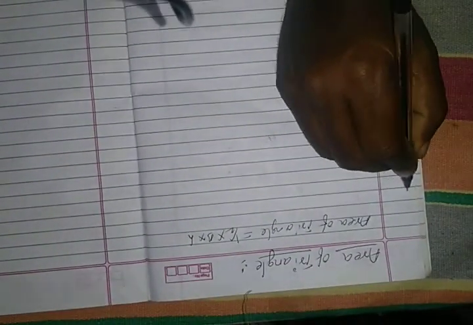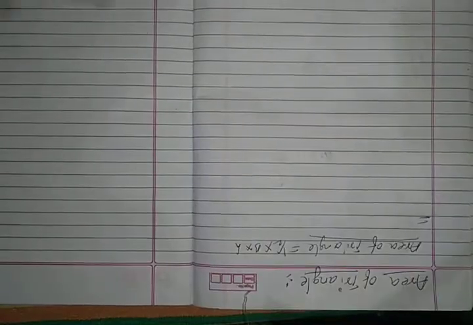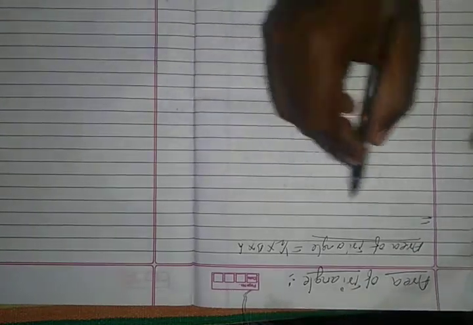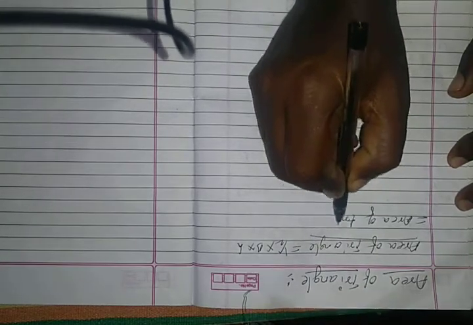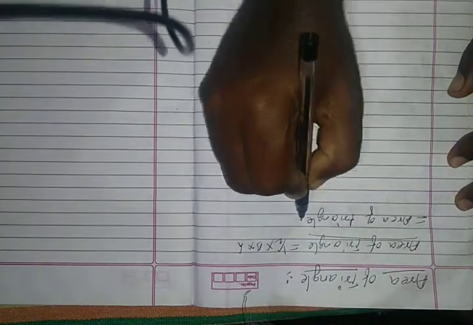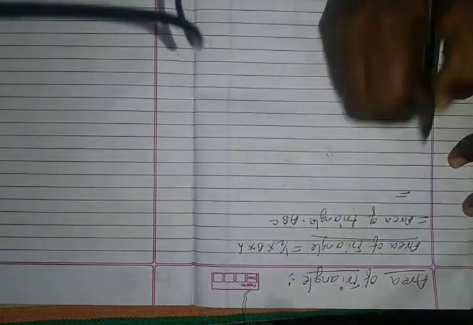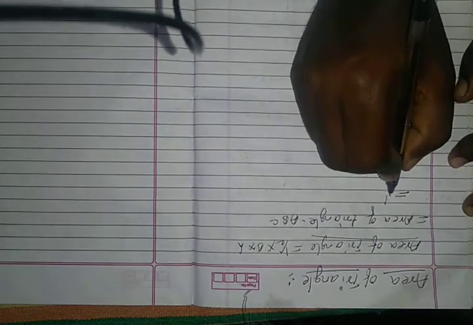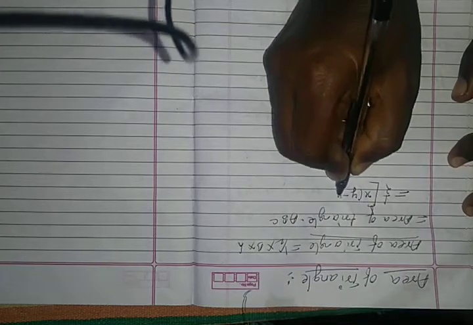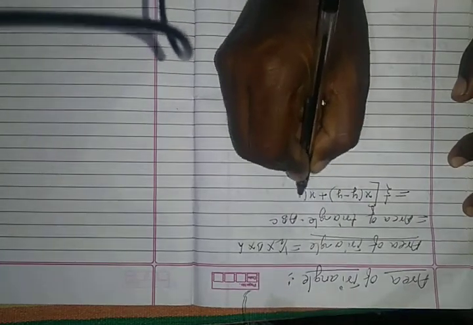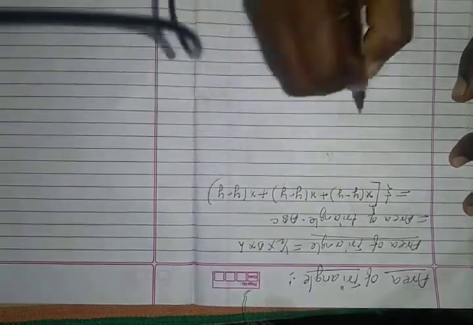Area of triangle ABC is equal to, directly I am going to the formula. See, area of triangle ABC is equal to half of x into y minus y plus x into y minus y plus x into y minus y. So this is the formula.